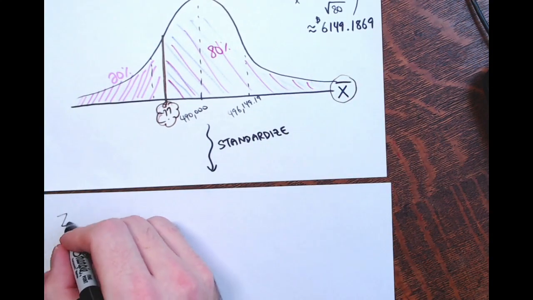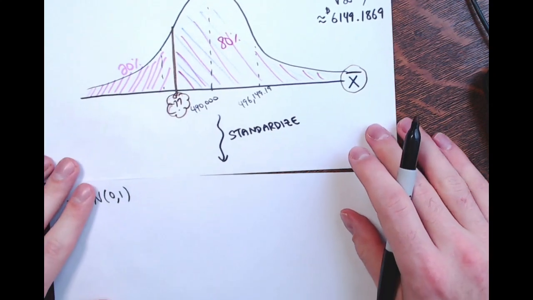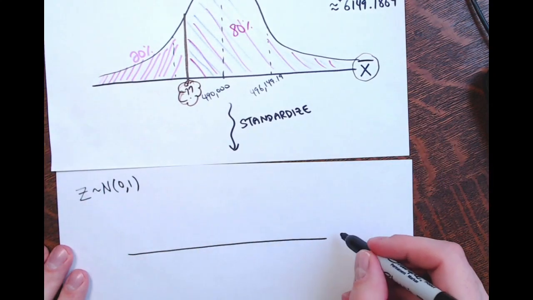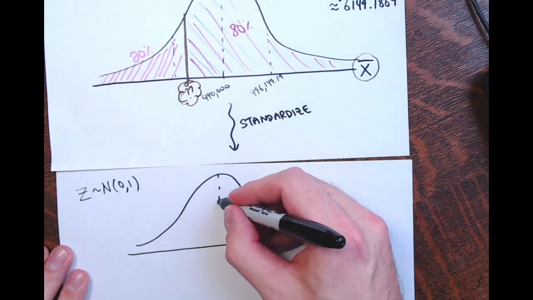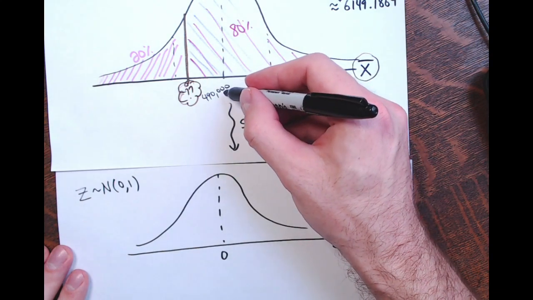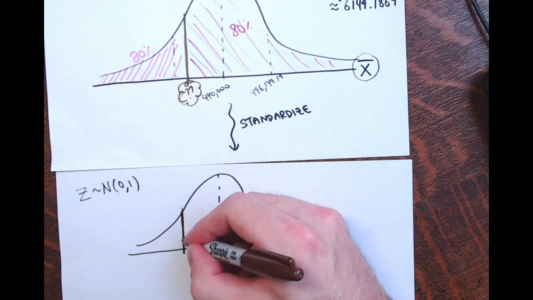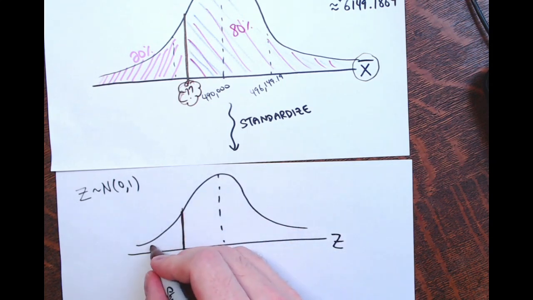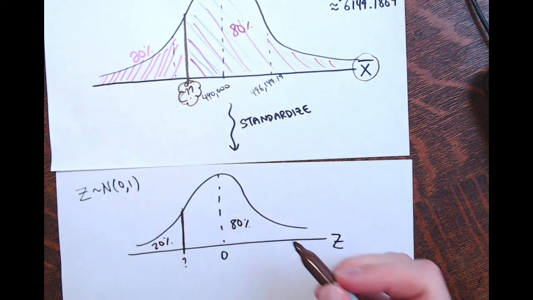So now we converted it to the standard normal with a mean of 0, standard deviation of 1. Z-scores, standard normal. Now the middle is 0, right? The z-score of 490,000 would be 0. And what we're looking for is what's the z-score that separates the lowest 20% from the highest 80%. All right.